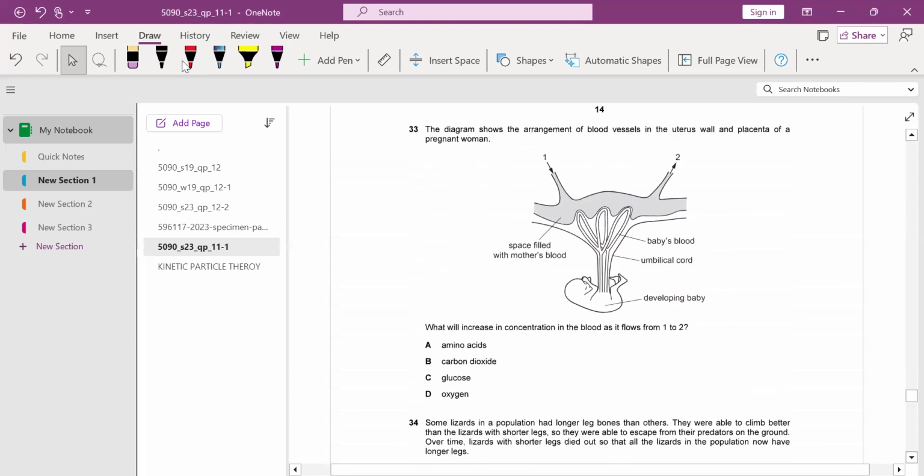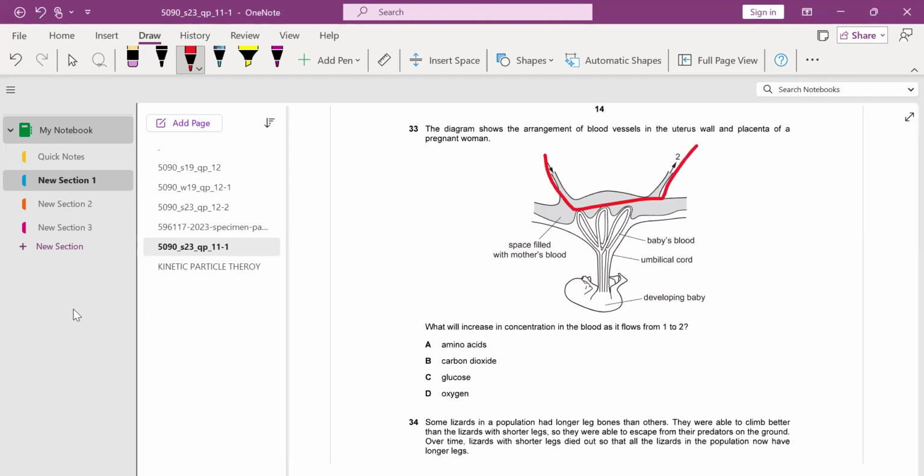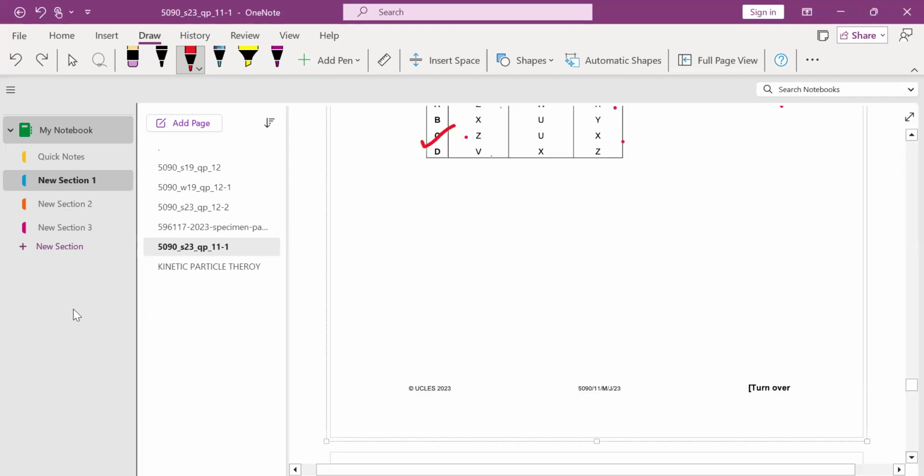Question number 33. The diagram shows the arrangement of the blood vessels in the uterus wall and placenta of the pregnant woman. This is the diagram given here. What will increase in the concentration of blood as it flows from 1 to 2?